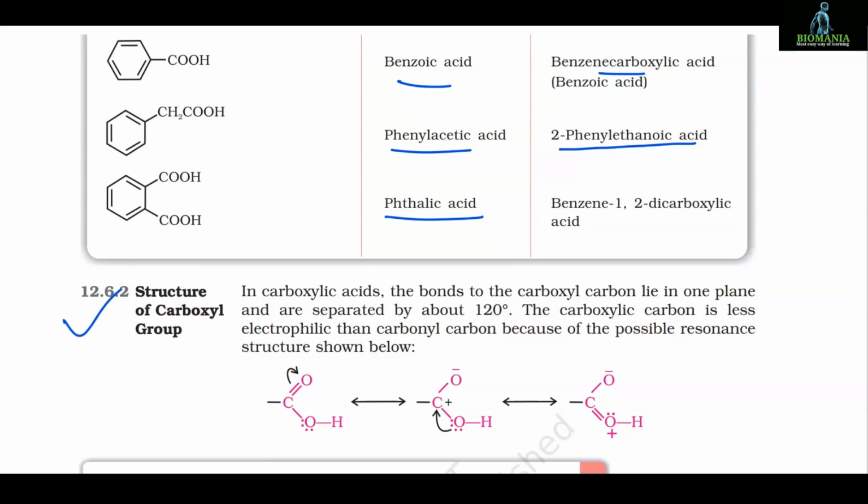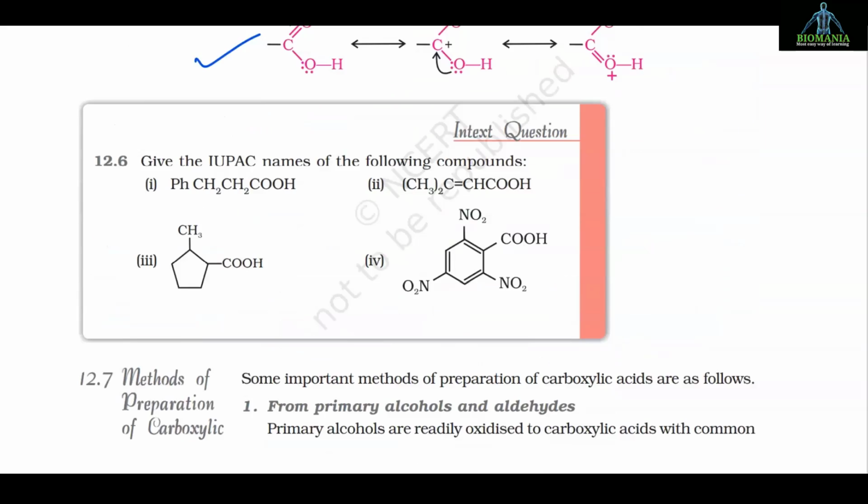12.6.2 Structure of carboxyl group. In carboxylic acids, the bonds to the carboxyl carbon lie in one plane and are separated by about 120 degrees. The carboxylic carbon is less electrophilic than carbonyl carbon because of the possible resonance structures shown below. Here you can see that structure.